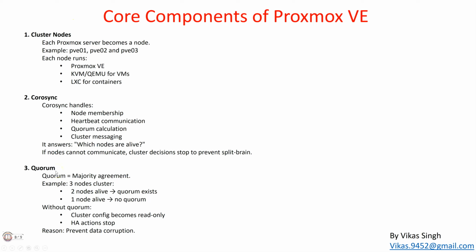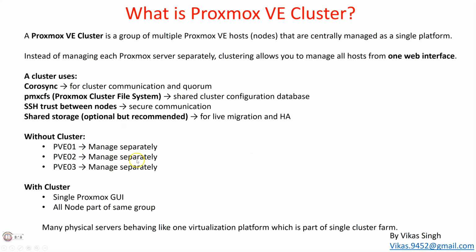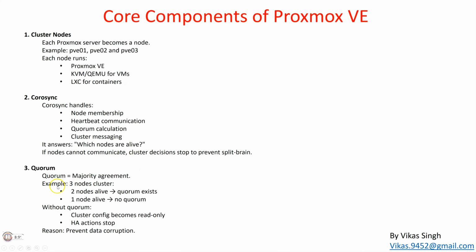Quorum has the same basic concept as it does elsewhere. Quorum decides the majority agreement. For example, in a 3 node cluster with 2 nodes alive, quorum exists. With only 1 node alive, there is no quorum. This defines how your infrastructure behaves when nodes are down. Without quorum, the cluster configuration becomes read only and HA actions are stopped. This prevents data corruption in your infrastructure.